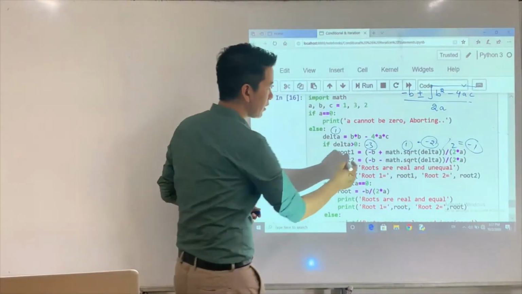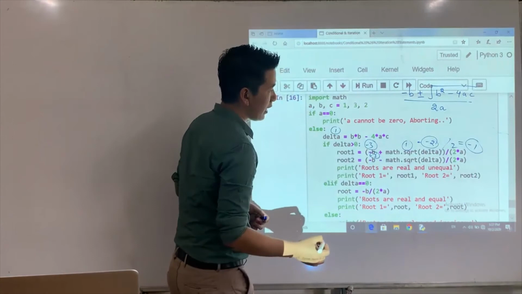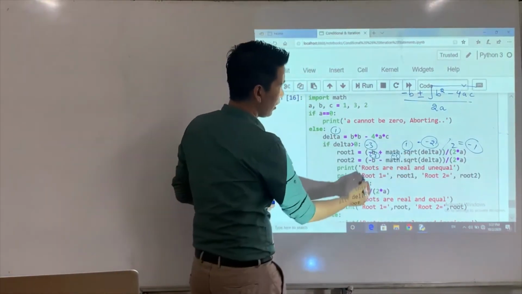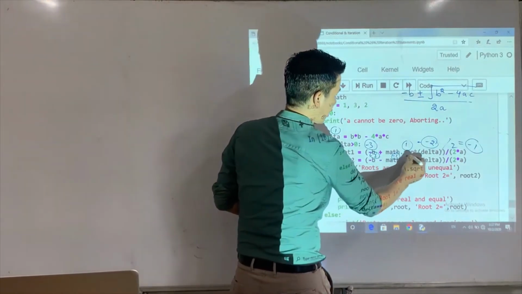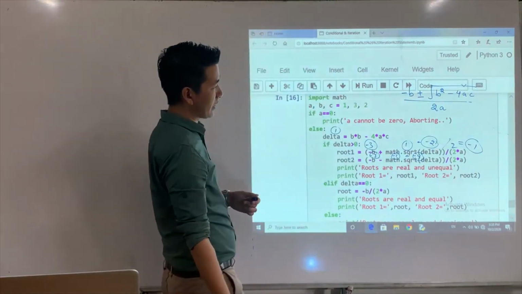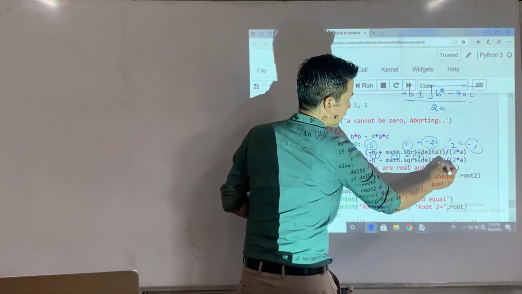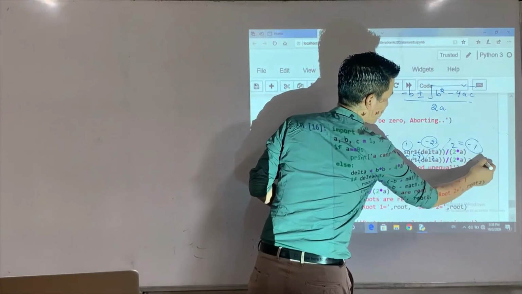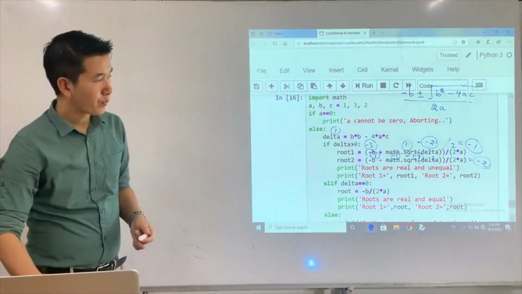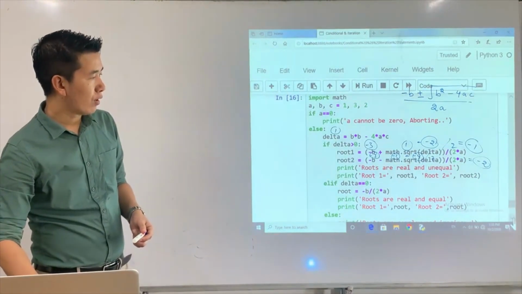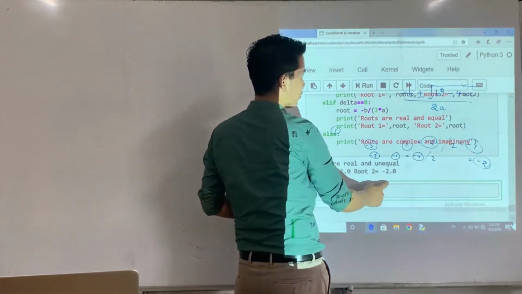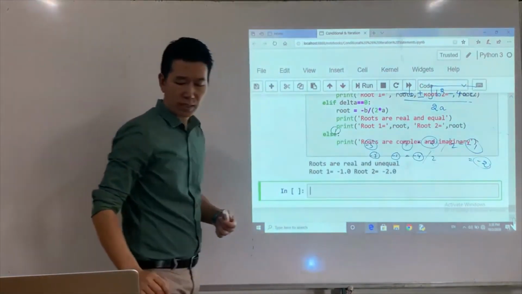And then likewise, this is minus 3, and then this is minus 1. Minus 3 plus minus 1 is minus 4, okay? And then the value of a is how much? It's 1. So minus 4 divided by 2 will give us the answer as minus 2. Okay, so I guess I got it right. So the two possible values of root 1 and root 2 should be minus 1 and minus 2. Roots are real and unequal, right?